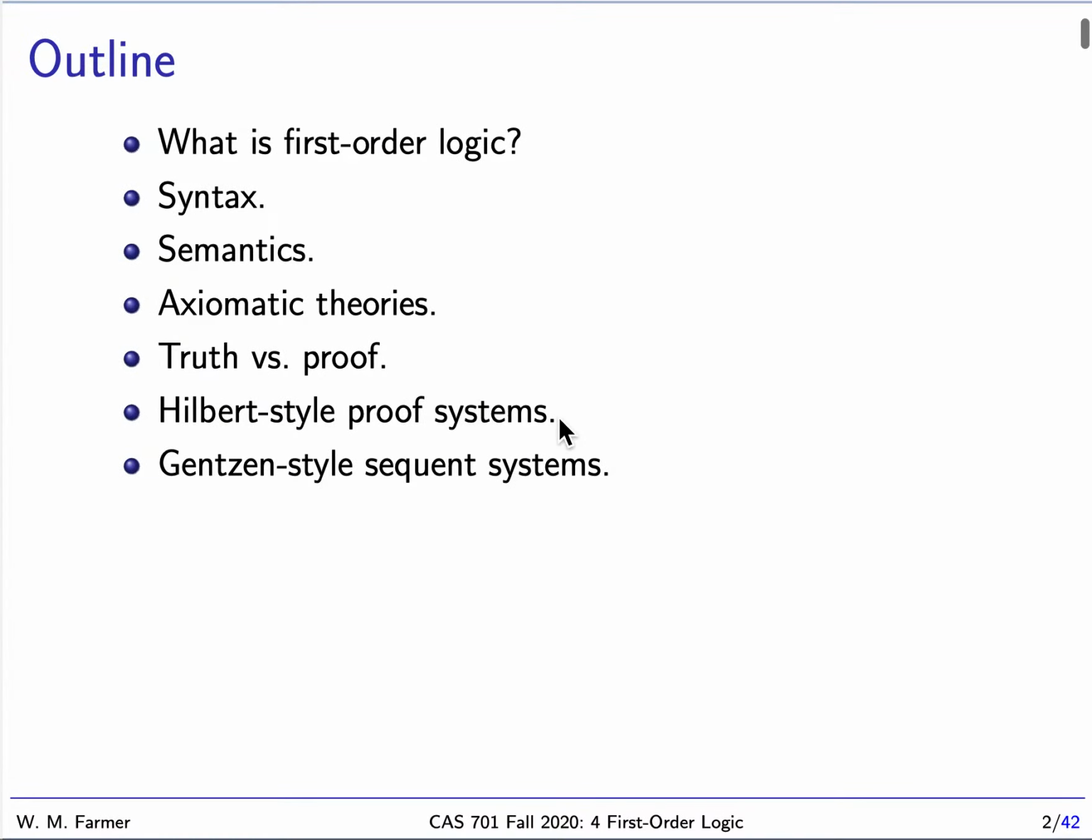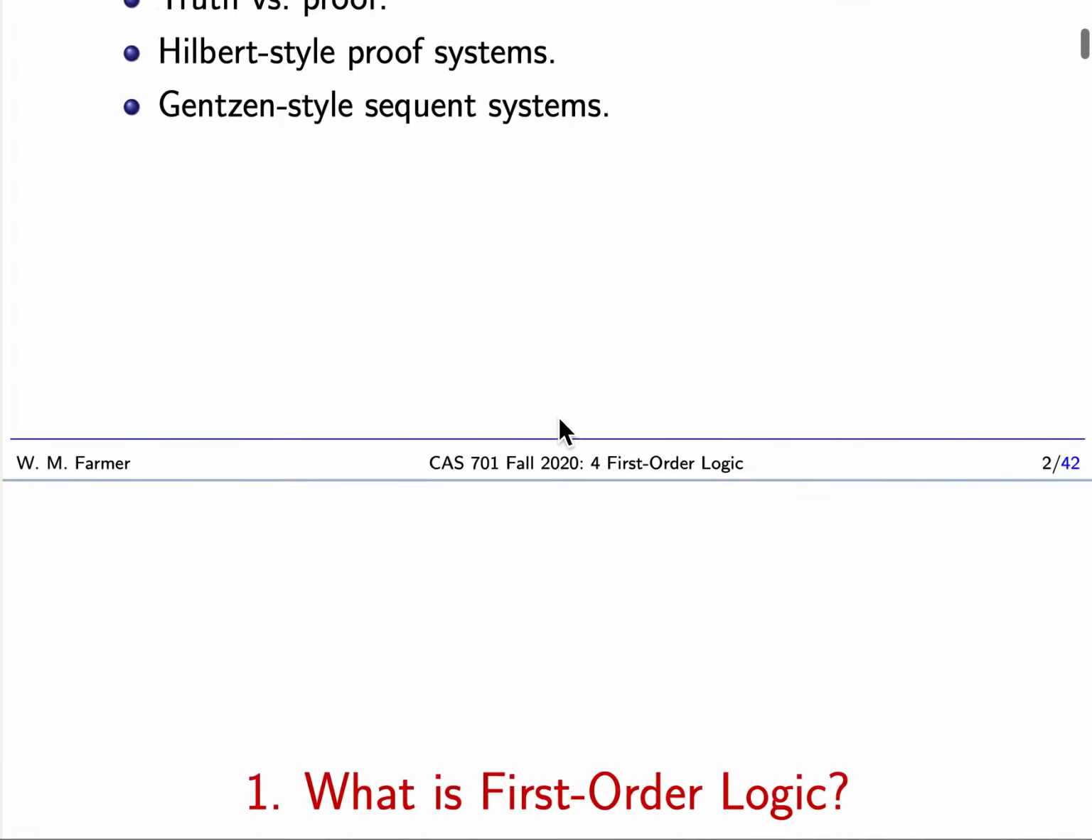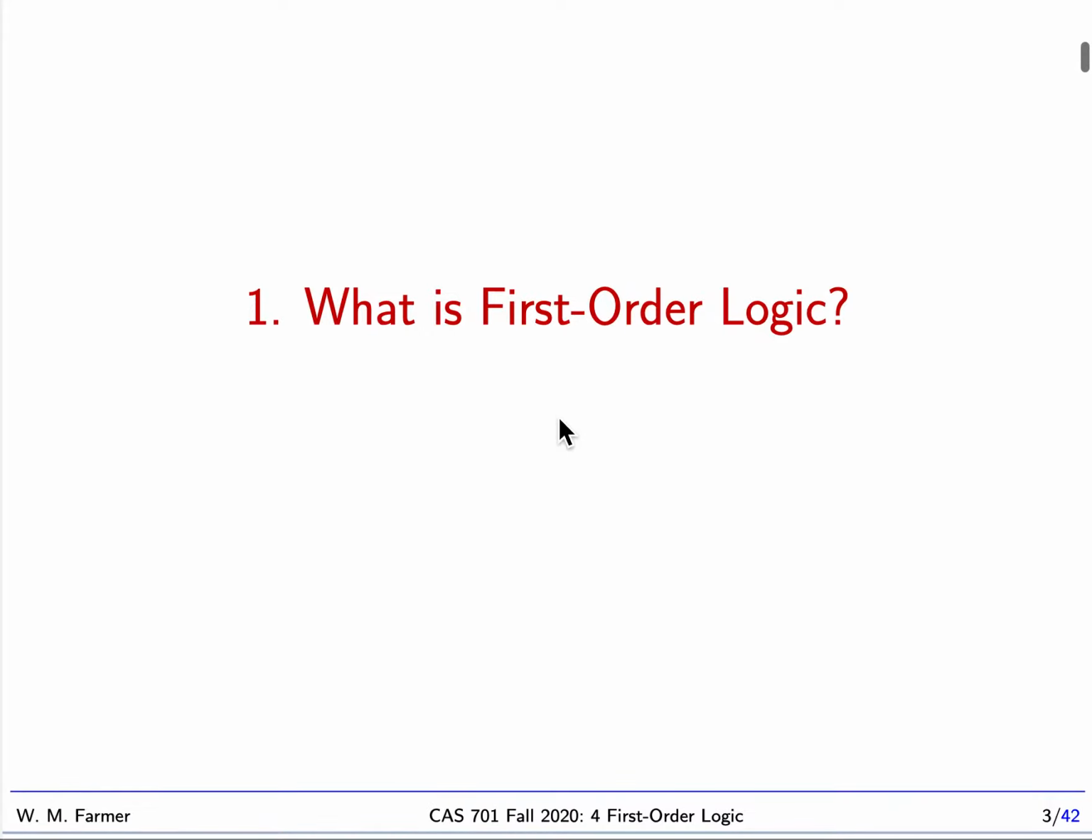These are going to be the components of this topic. What is first-order logic? The syntax and semantics of first-order logic, axiomatic theories, truth versus proof, Hilbert-style proof systems, and Gentzen-style sequent systems. Okay, so the first topic is what is first-order logic?